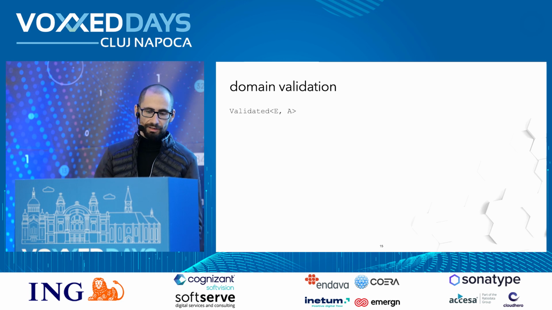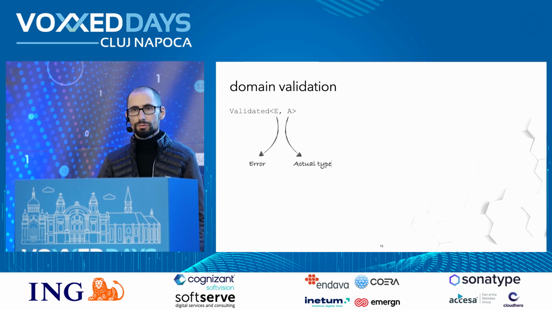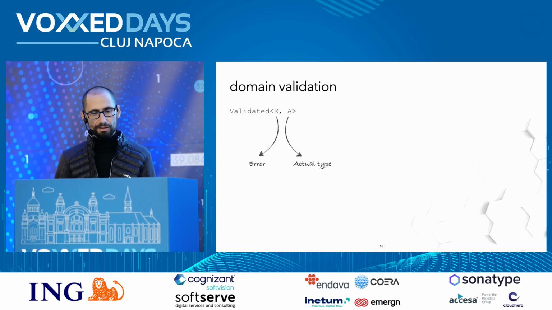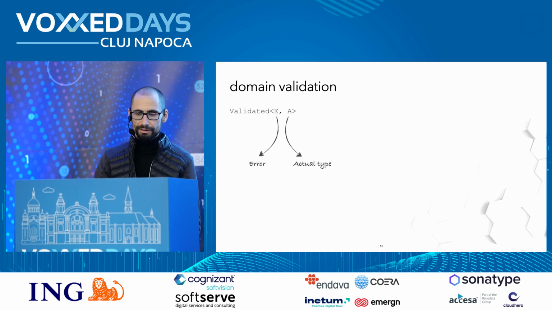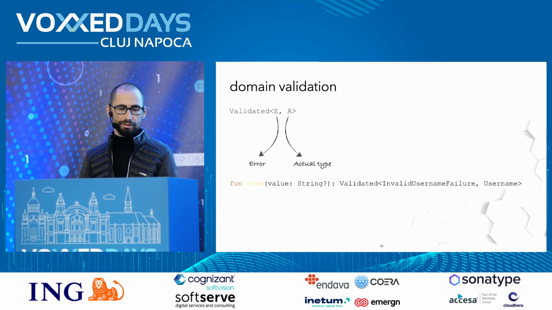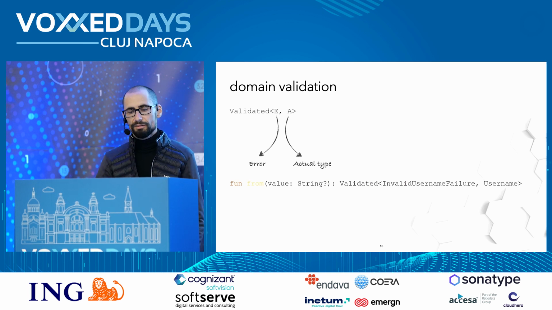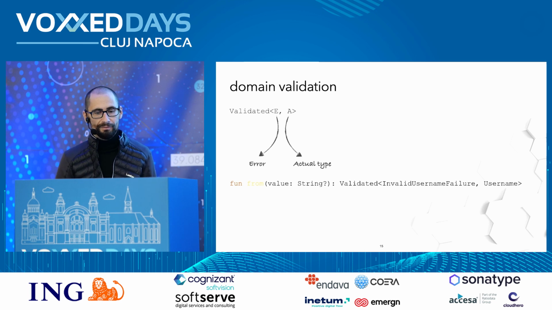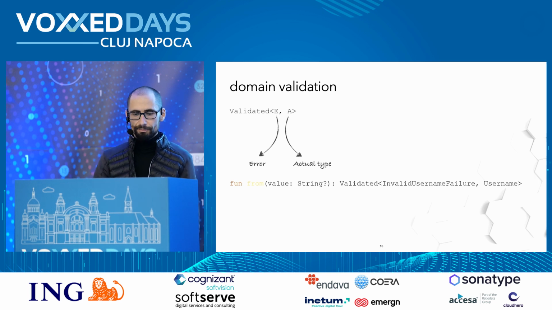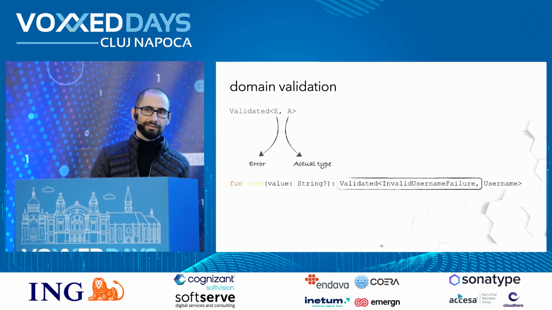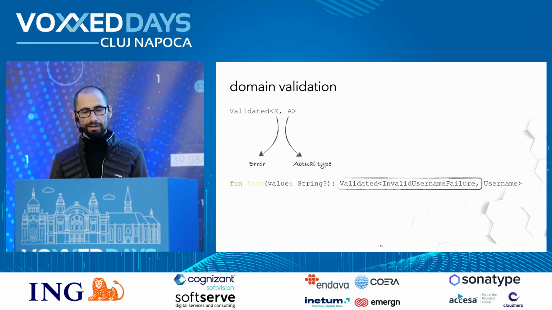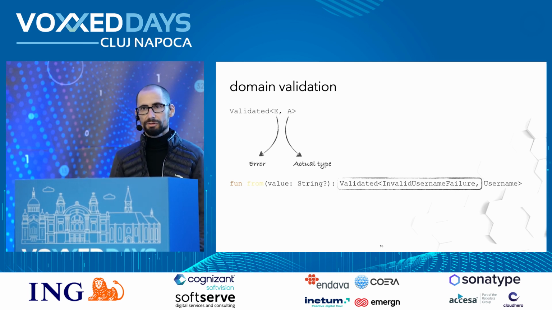And this is Validated. Validated is made of the error type, or it's made of the actual type, the return type. And we're going to clarify this a bit in the next slides. And now in our companion object, instead of using the invoke operator, we're going to create a function from that. It's going to return a Validated of InvalidUsernameFailure, it's a proper type, or the Username. However, this is not enough, because in this case, we are returning a domain error specific for this use case, for the use case of the username.